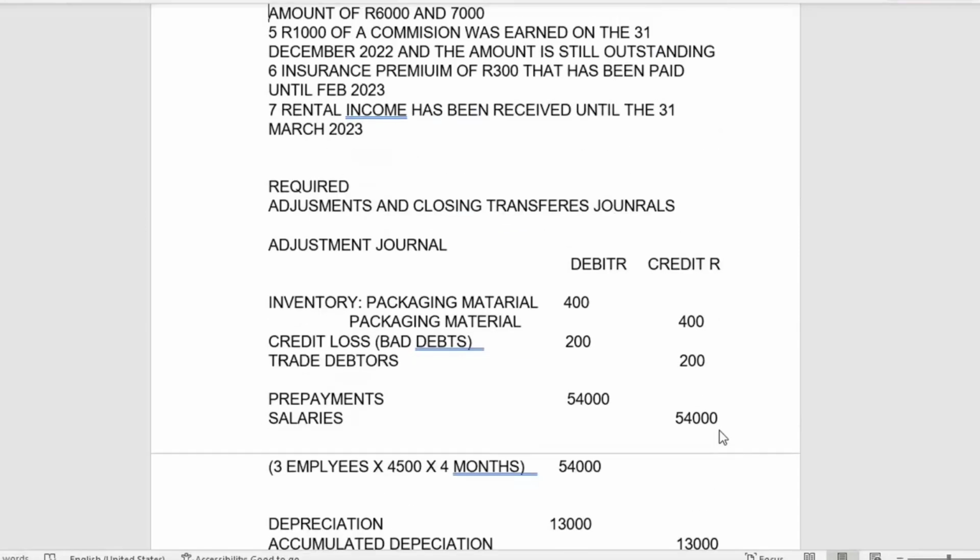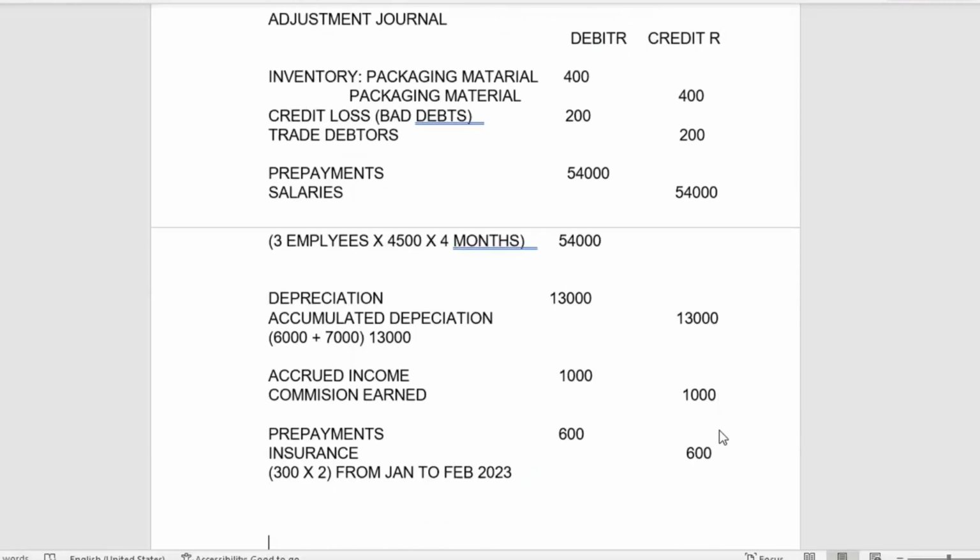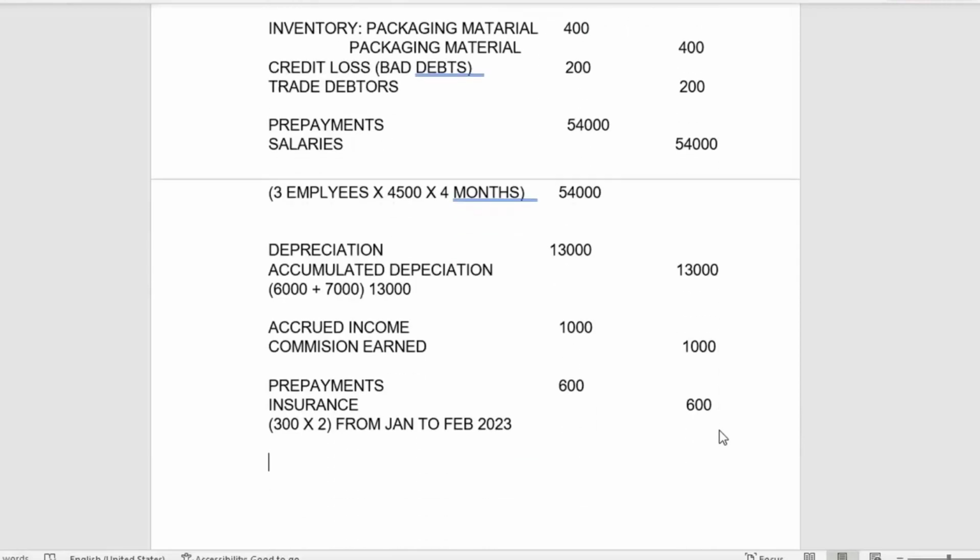Rental income has been received until the 31st of March. Zani, you want to come? What am I debiting here, or which accounts are affected? Our year end is on which month? 31st December 2022. So that means we have received prepayment on income for rental. For rental, yes.